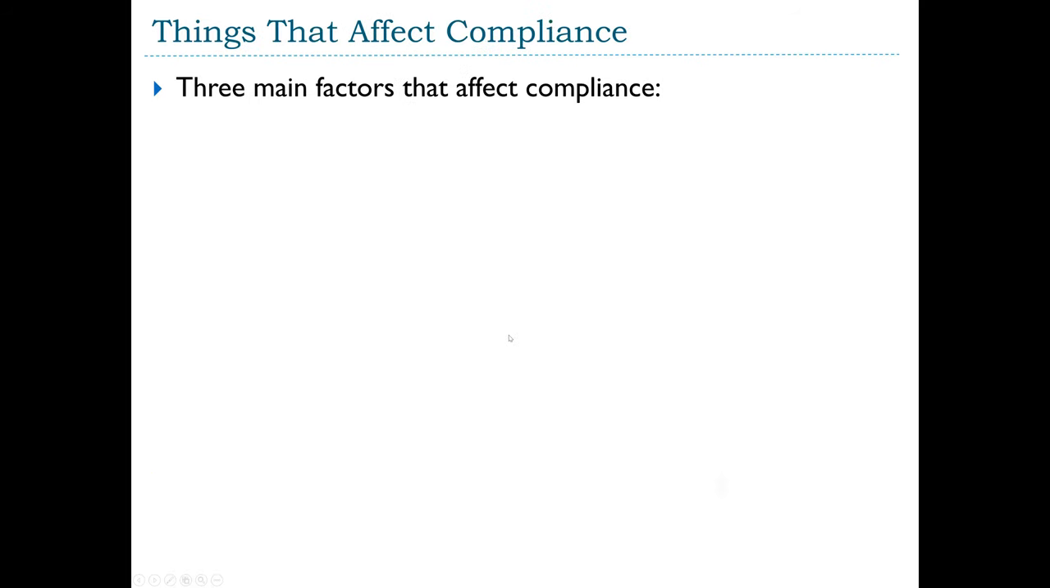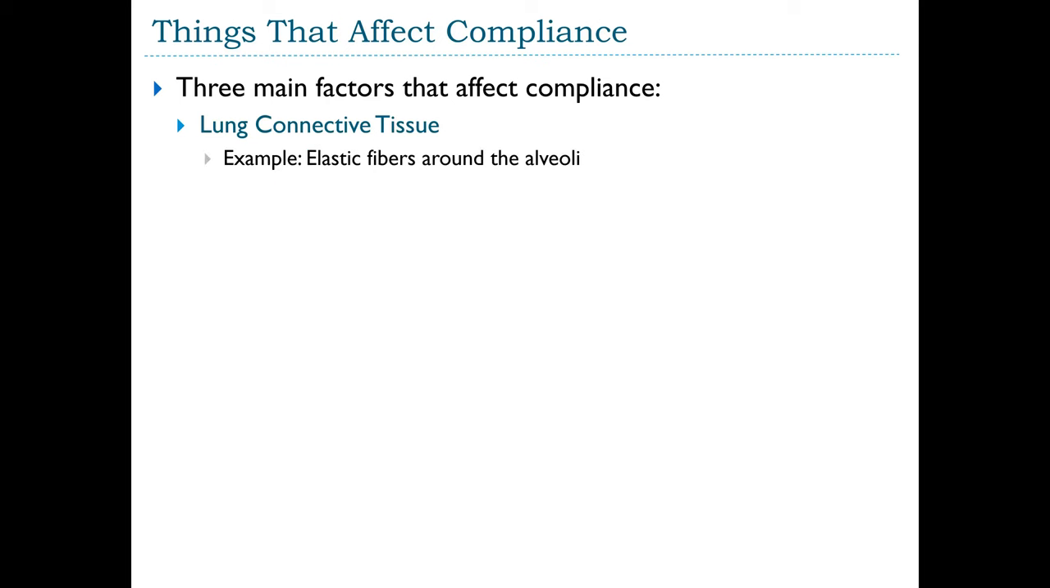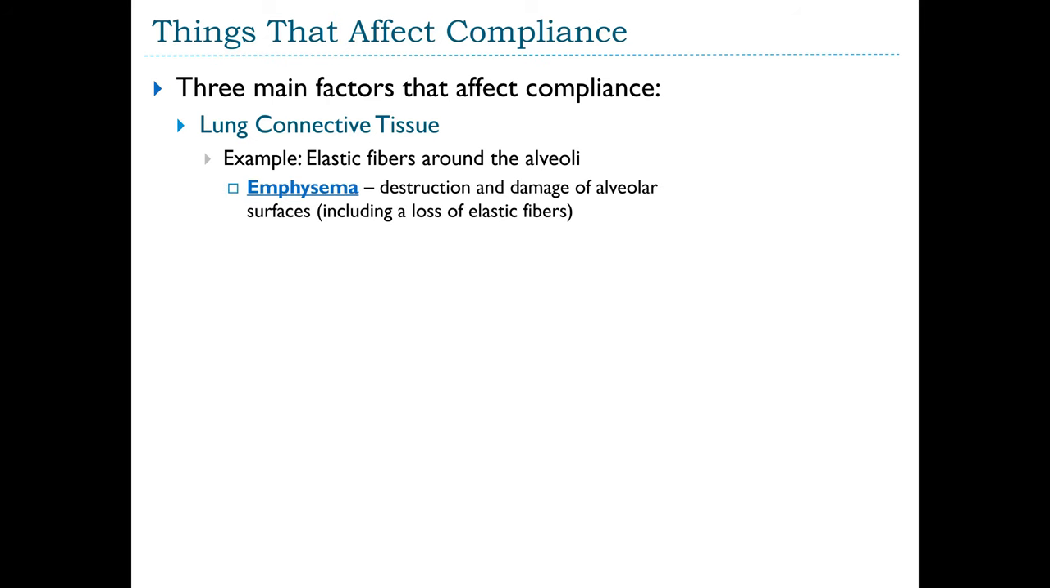So there are three main factors that affect compliance, and the first of these is the connective tissue within the lungs. For example, you have those elastic fibers that wrap around each of the alveoli. And in the case of emphysema, you have the destruction and damage of the alveolar surfaces, which includes a loss of elastic fibers. So in this case, as the tissue is lost, compliance actually increases, meaning the lungs can expand more easily because they're no longer fighting against these elastic bands.